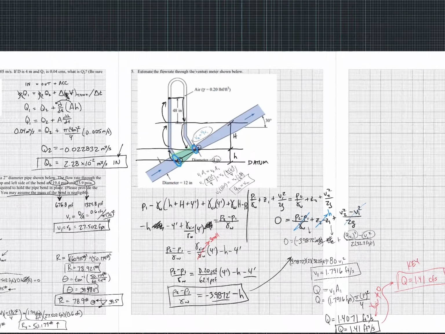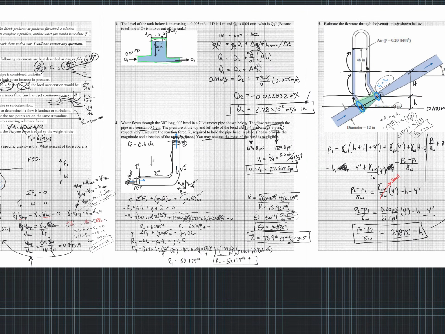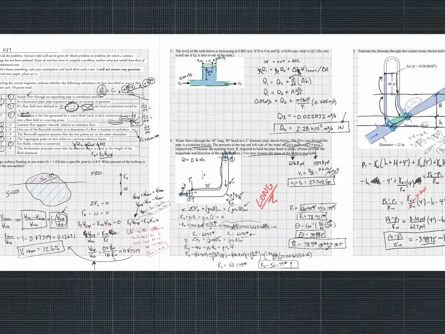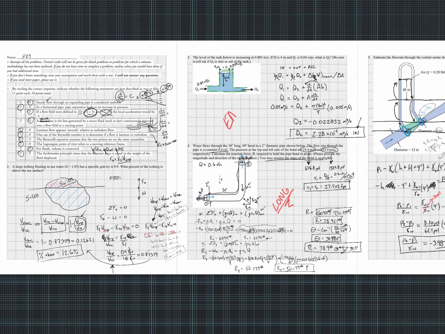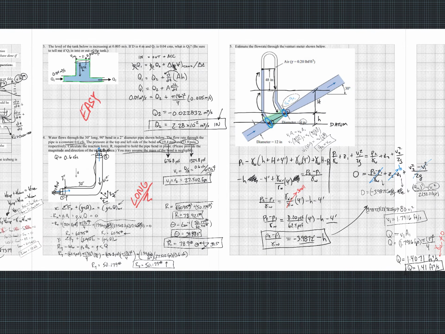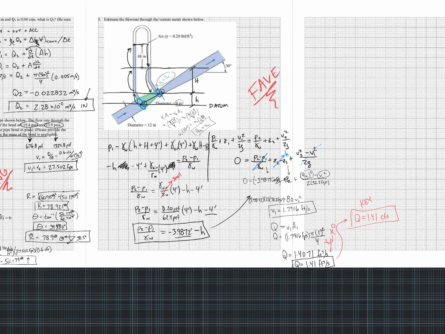This was a totally reasonable test. The only problem was this problem here ended up being a little long, but the difficulty level was not too bad. This one was very easy. This one was a little tricky, depending, to deal with getting that percent. This is one of my favorite types. It's a fave. These show up all the time. I like this one because it uses everything. We have to use manometers, Bernoulli, and some geometry. So I love that question.